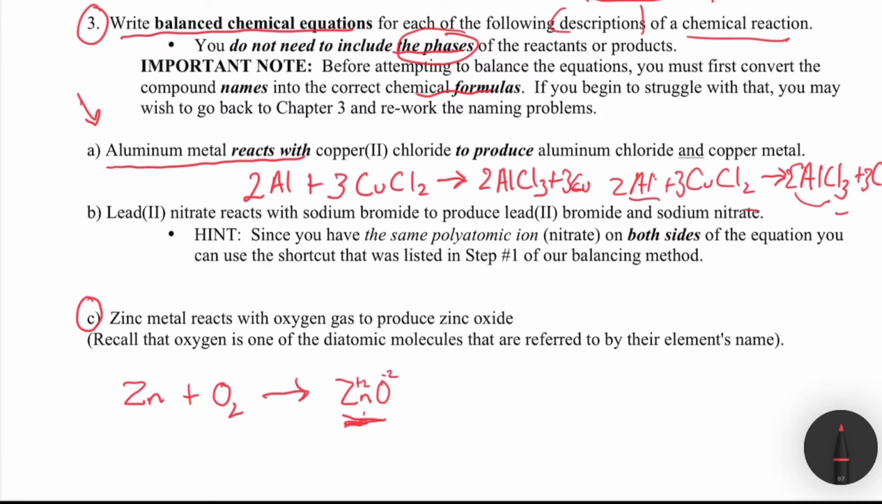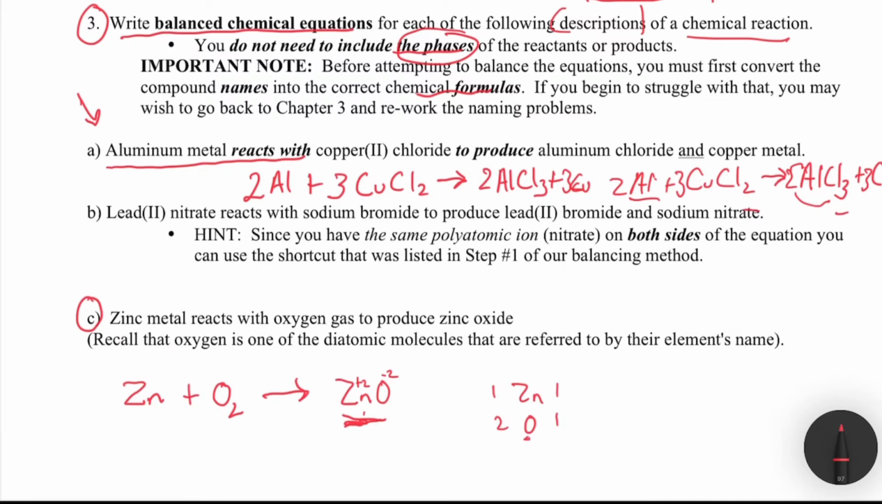So now all we got to do is add our coefficients to balance this out. So we have zinc, we have oxygen, and we have 1 zinc, and we have 2 oxygen. We have 1 zinc and 1 oxygen. So let's balance it out. On the right side, we need 2 oxygen.